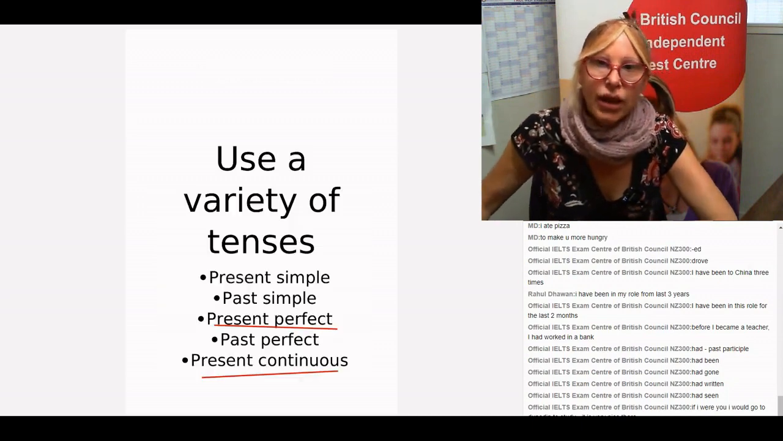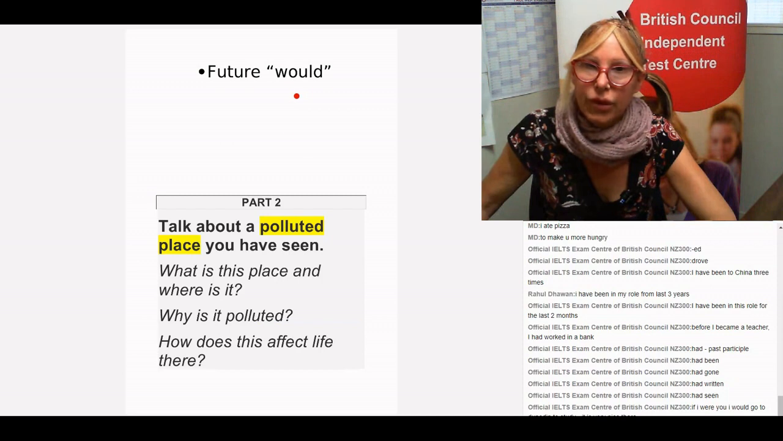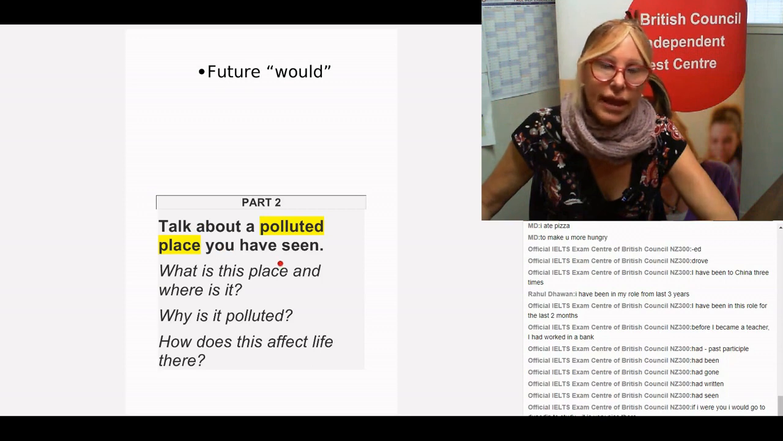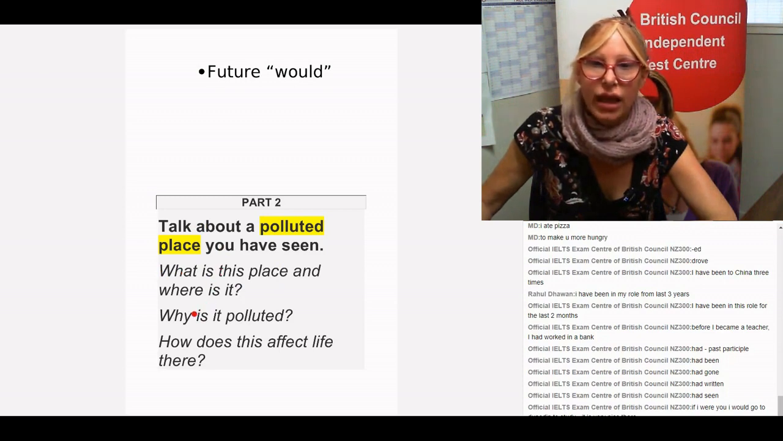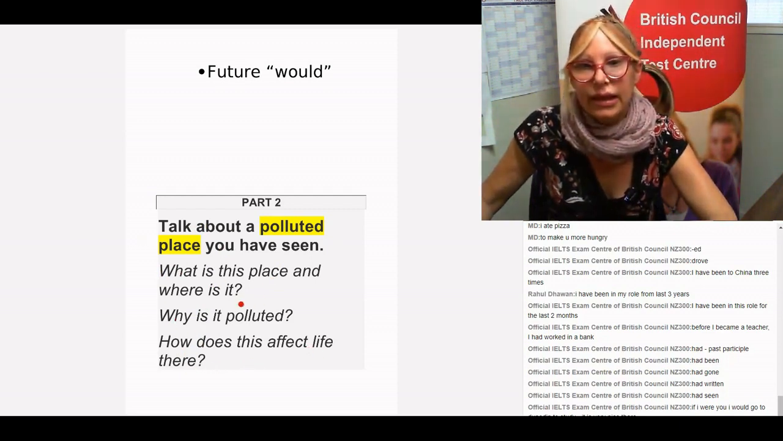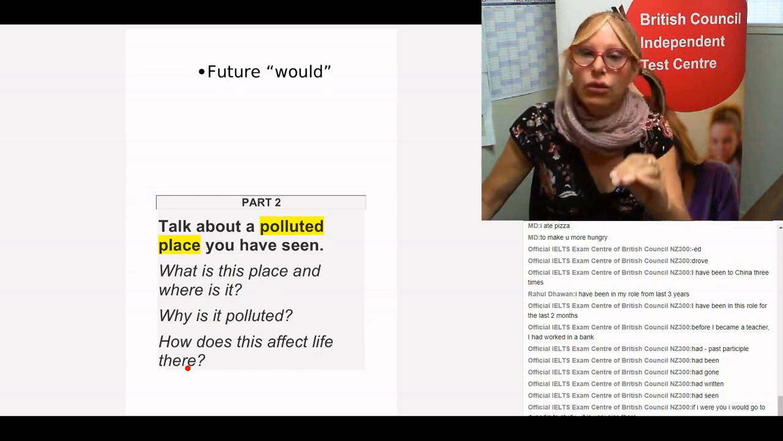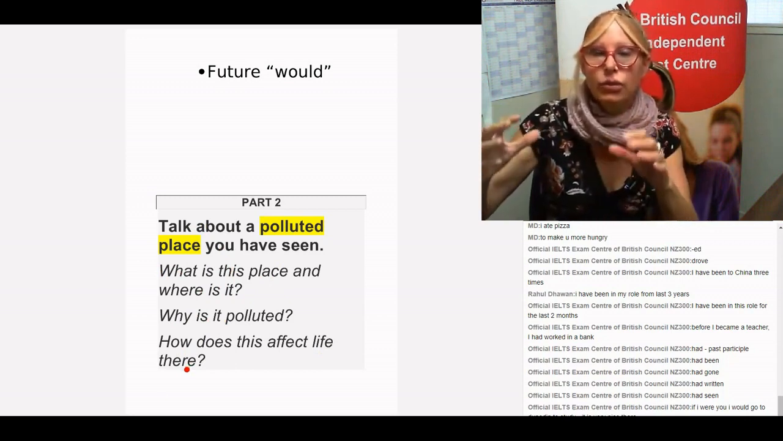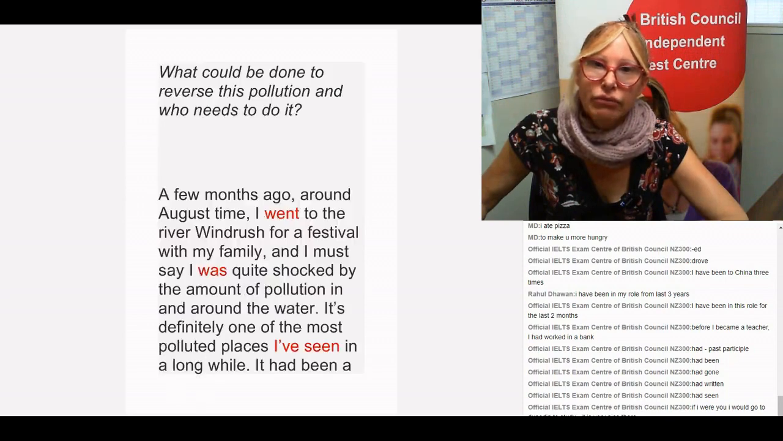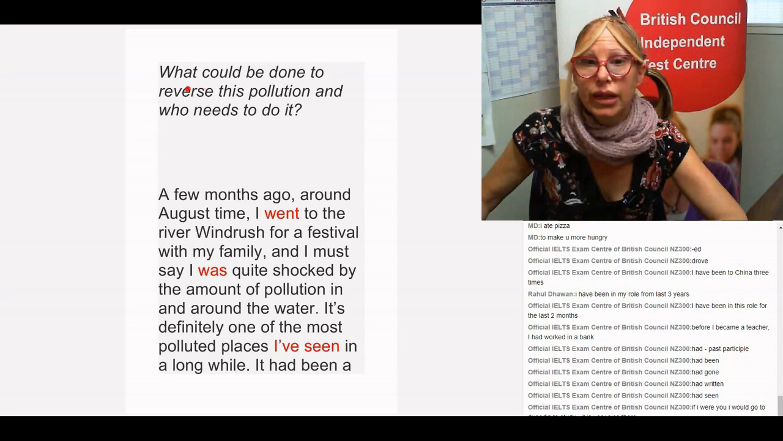Okay. Today we're going to have a quick look at a script from a candidate who is talking about pollution. Their topic is to talk about a polluted place you have seen, and they need to use these subpoints to help them. What is this place and where is it? Why is it polluted? And how does this affect life there? So those are the guidelines. Remember, when you're doing your speaking, if you don't answer these subpoints exactly, it doesn't matter, as long as you stick more or less to the topic. They also have another sub-point here: what could be done to reverse this pollution and who needs to do it?